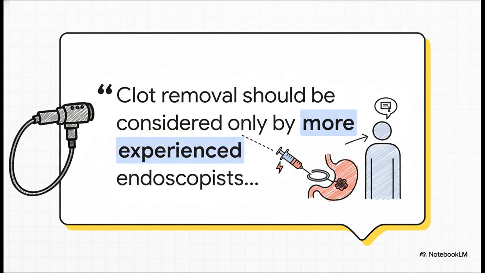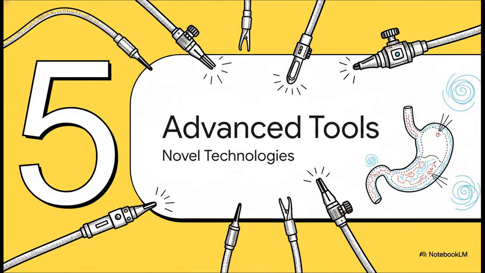I'll read it directly. Clot removal should be considered only by more experienced endoscopists and/or with support from adult colleagues. The reasoning is that many pediatric endoscopists just don't have frequent exposure to acute GIB, making clot removal a high-risk procedure reserved for very experienced operators. Ideally, you want support from your adult GI colleagues if they're available. Now, if it is attempted, the recommended technique is injection of dilute adrenaline at the clot base, followed by removal with a cold snare.